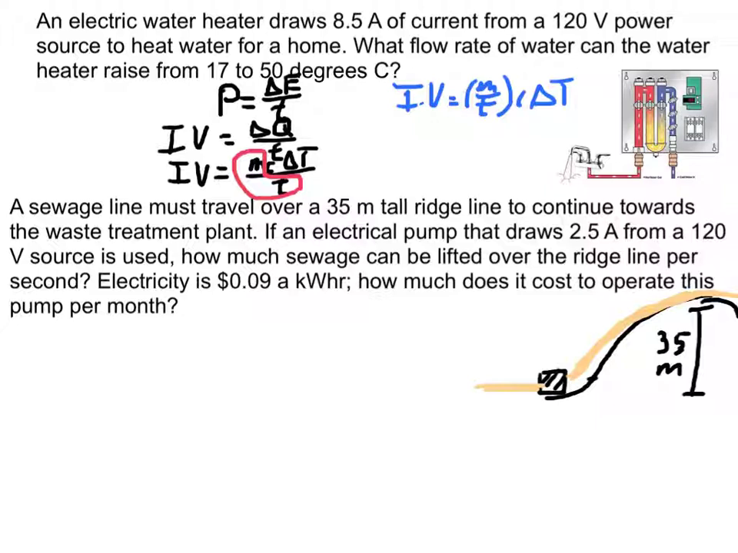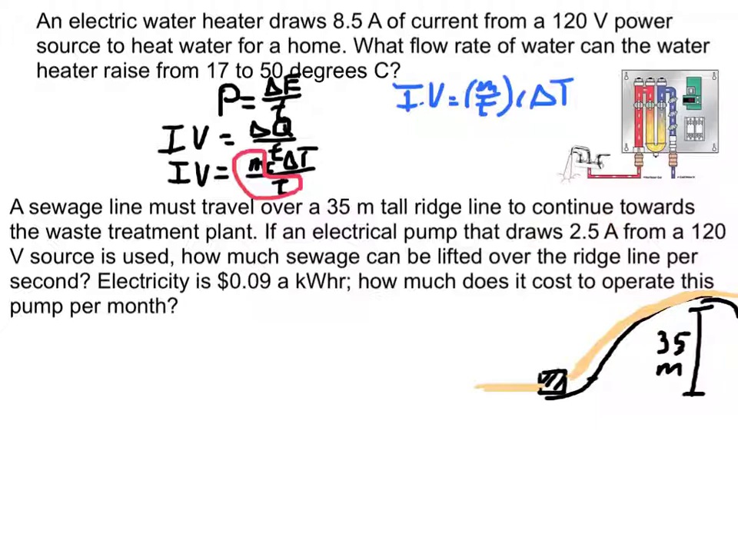And, you know, if you have to push it up a hill, which occasionally does happen, then you have to exert energy to get it over. In some places, they try to design to have a minimal number of these, but in some places you have no choice. You have to take your sewage and pump it up over a hill. Like in our problem, we're going to pump the sewage up over a 35-meter ridge to where it can then continue to go down towards the wastewater treatment plant.